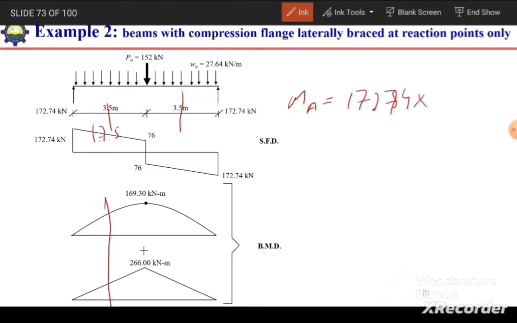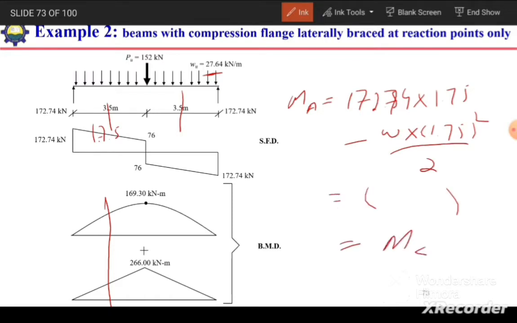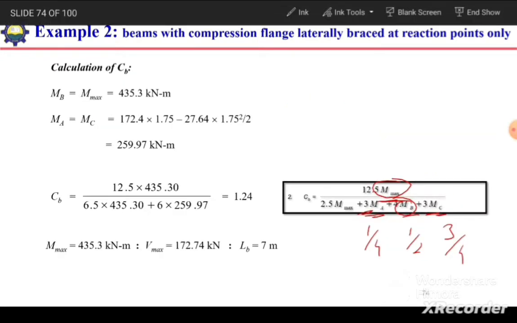172.74 multiplied by this distance 1.75, minus W, which is 27.64, times this span, which is 1.75 square divided by 2. So from here we can calculate the MA value, and it will be equal to MC. So the calculated value of MB or M maximum is 435.3 kilonewton meter. MA and MC will be equal to 259.97 kilonewton meter.